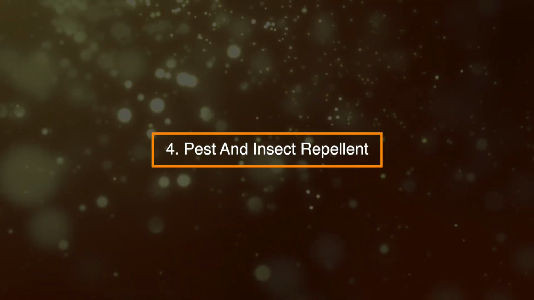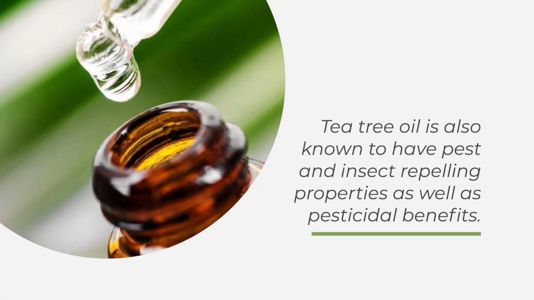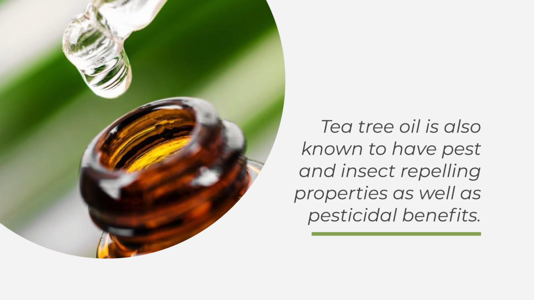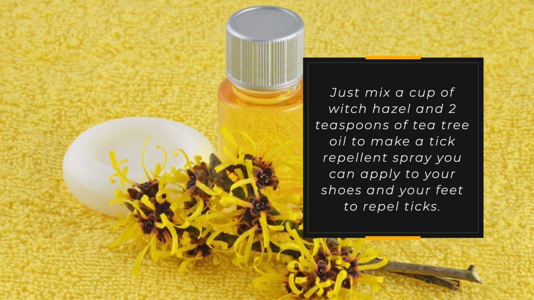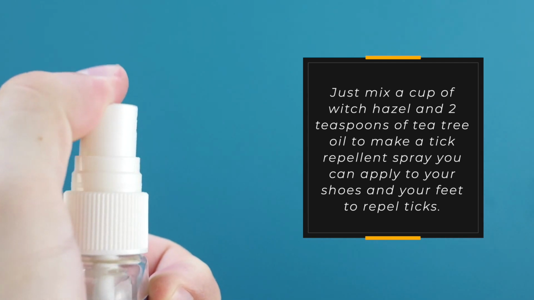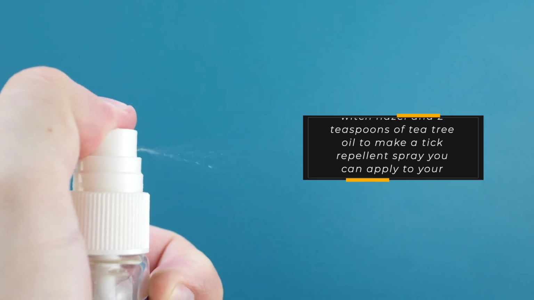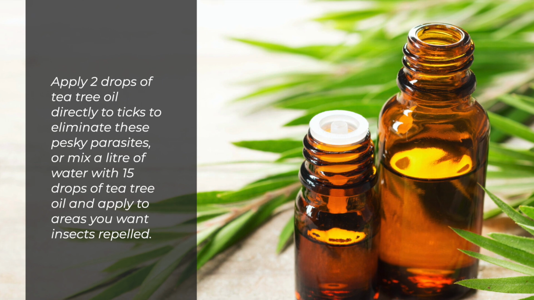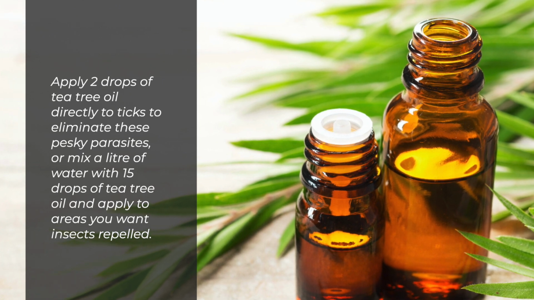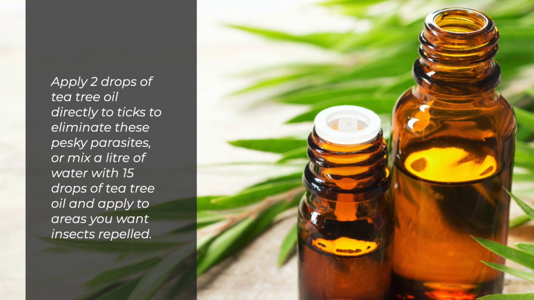4. Pest and insect repellent. Tea tree oil is also known to have pest and insect repelling properties as well as pesticidal benefits. Just mix a cup of witch hazel and 2 teaspoons of tea tree oil to make a tick repellent spray you can apply to your shoes and your feet to repel ticks. Apply 2 drops of tea tree oil directly to ticks to eliminate these pesky parasites, or mix a liter of water with 15 drops of tea tree oil and apply to areas you want insects repelled.